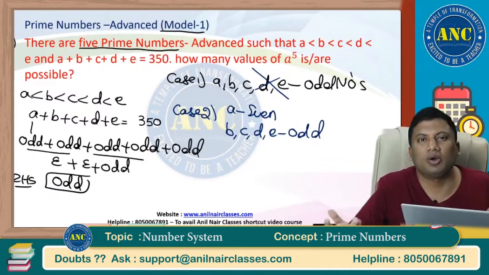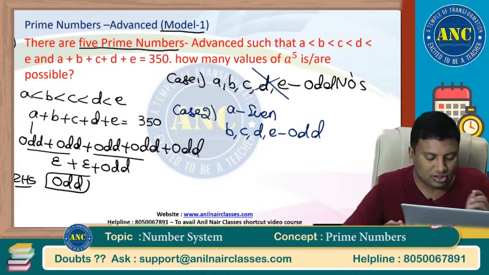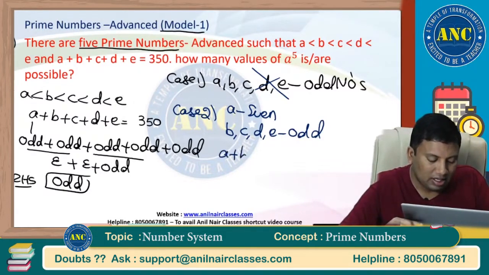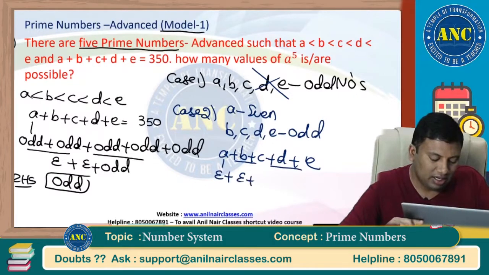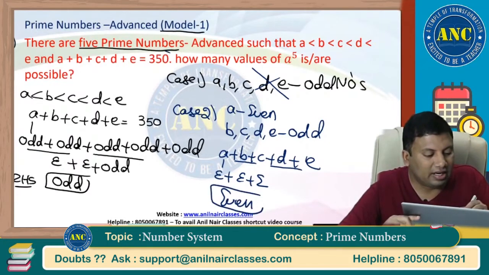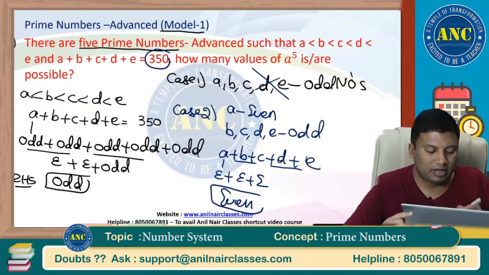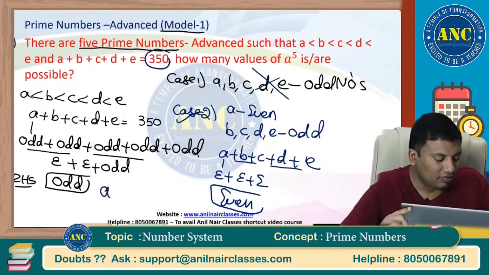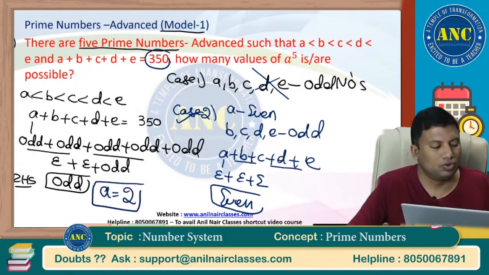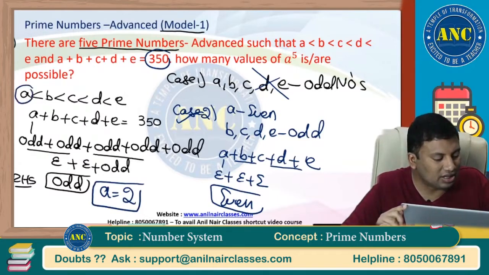Why? Because the lowest prime number which is even is 2. So this is nothing but A plus B plus C plus D plus E. Odd plus odd is even, odd plus odd is even, and even plus even is even. The right hand side is an even number, so this case is satisfied. The lowest even prime number is 2. So here the lowest is nothing but A.